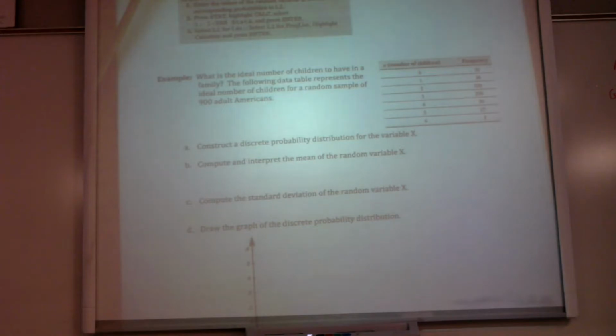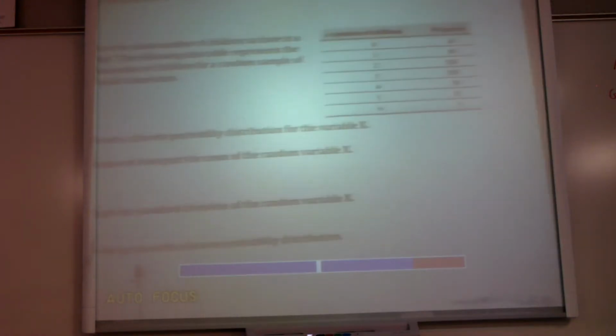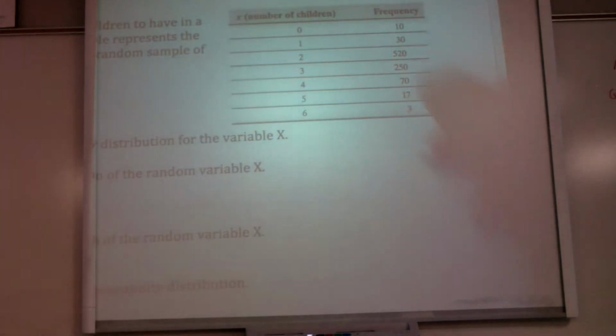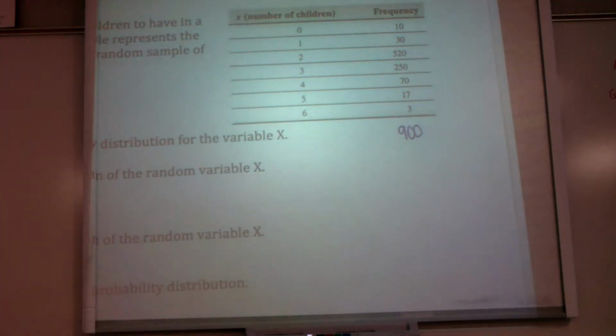So basically what we have in this example was there was 900 American adults and they were asked how many kids would you consider ideal. And there's a table here, let me just zoom in a little bit so you can see that. So this adds up to 900. And this is how many children they said would represent an ideal family.